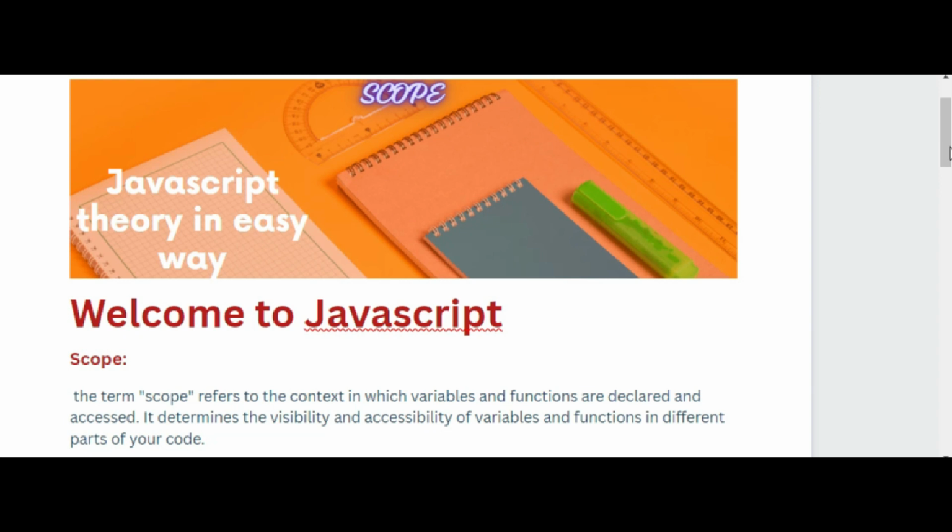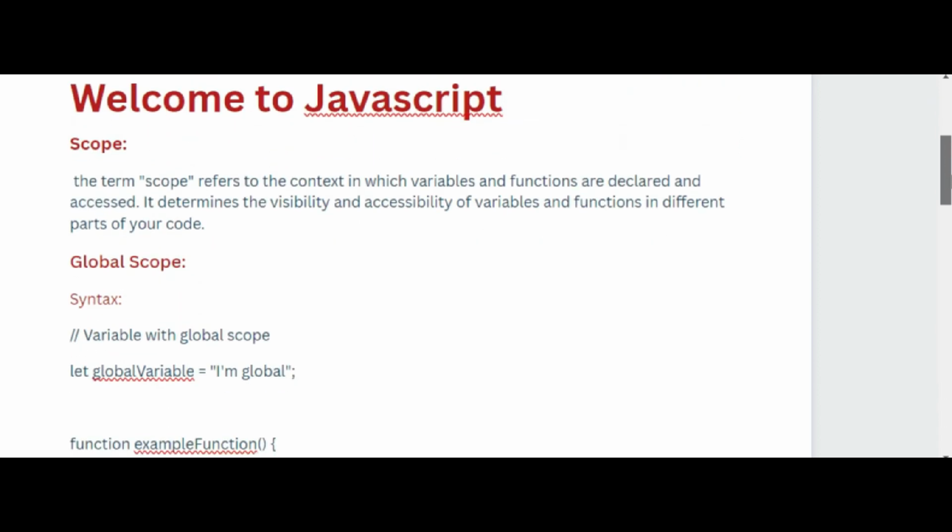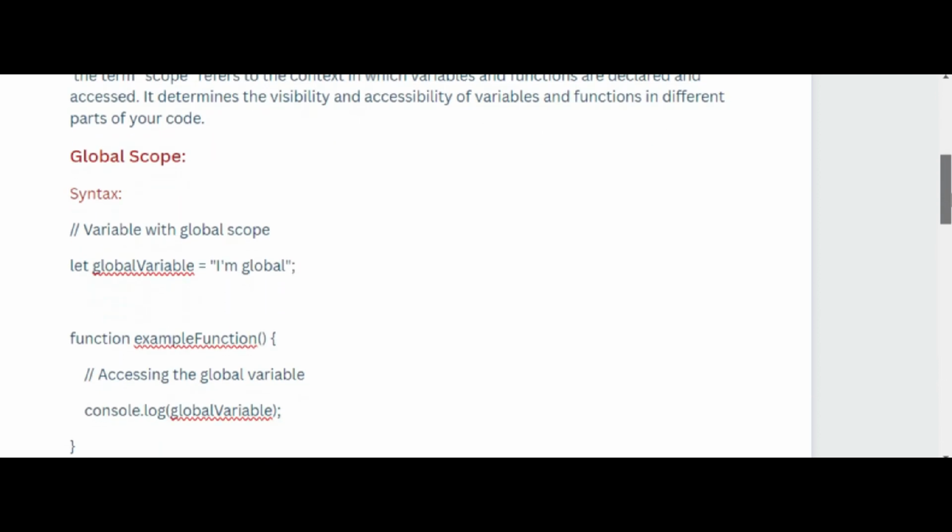There are two main types of scope in JavaScript. One is global and the second is local scope, right? So I'm going to explain to you about global scope. What is a global scope? A variable declared outside of any function or block has a global scope. They can be accessed from anywhere in your code, both inside and outside functions, right?